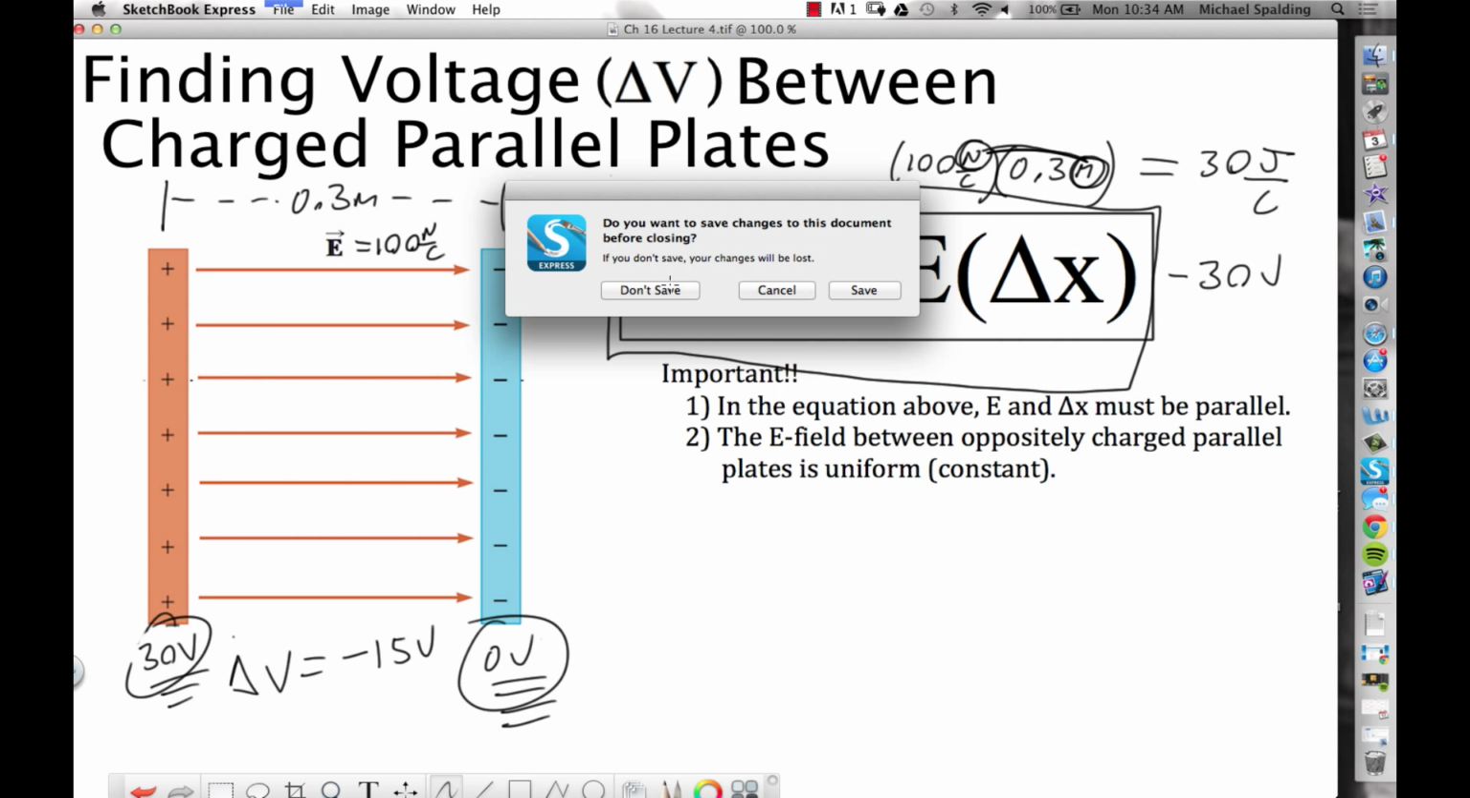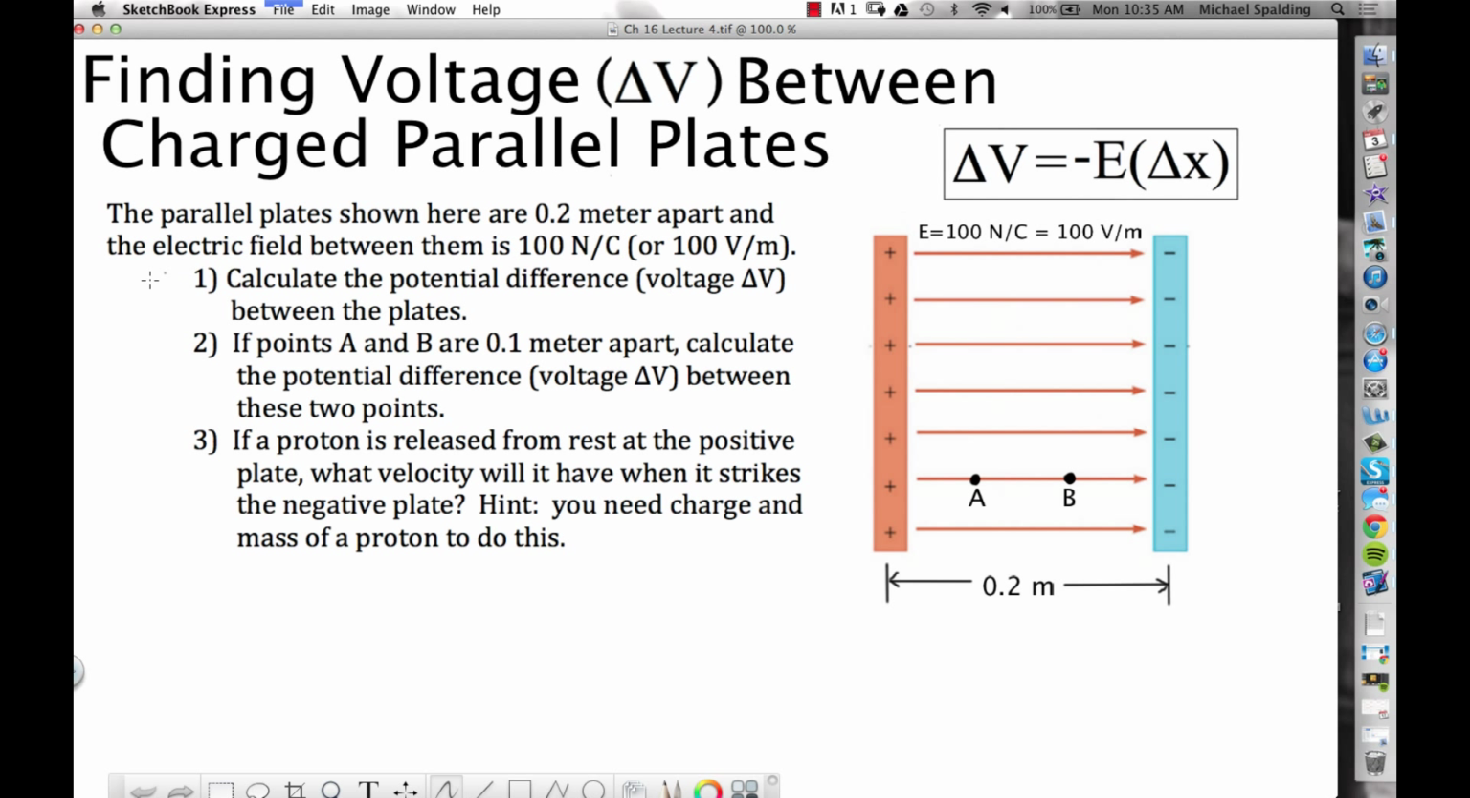Okay, so here we have a problem. Questions 1 and 2 are very easy. Questions 1 and 2, you should be able to solve that in like a minute for both. All you're doing is you're using this equation for parallel plates. The answer to number 1 comes out as 20 volts, technically negative. The answer for number 2 comes out as 10 volts. Now question 3 is where you got to think.